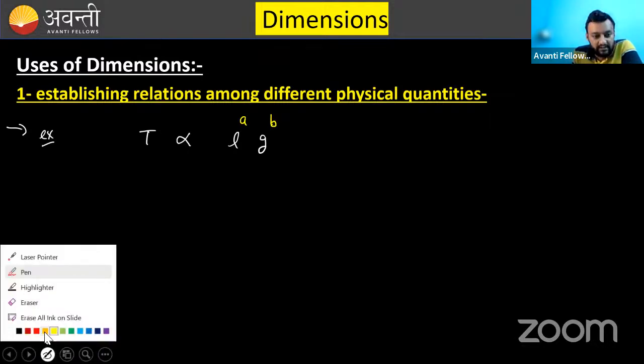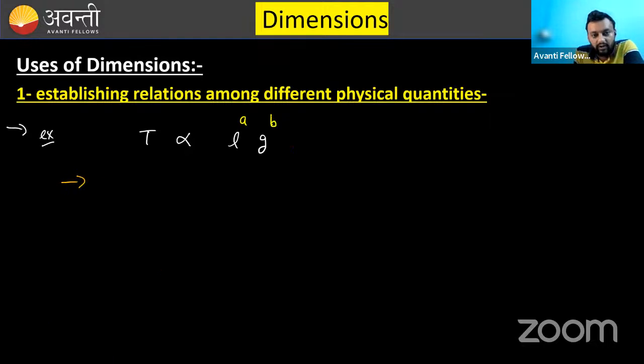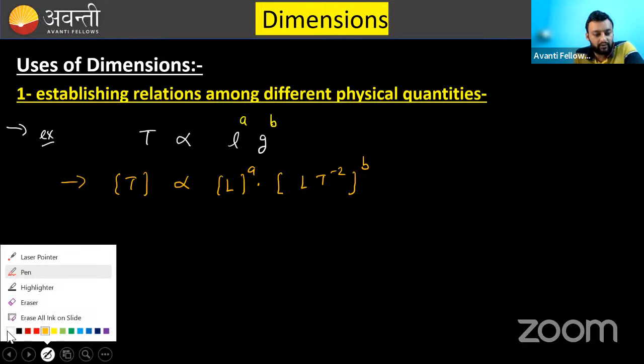Now, the next thing is to write the dimension on each side. If I write the dimension of time, that is T, this is a proportionality constant. There will be some constant after that. So L has a dimension of length, that is L raised to the power A. Acceleration due to gravity has a dimension LT minus 2 to the power B. Now compare the powers on both the sides.